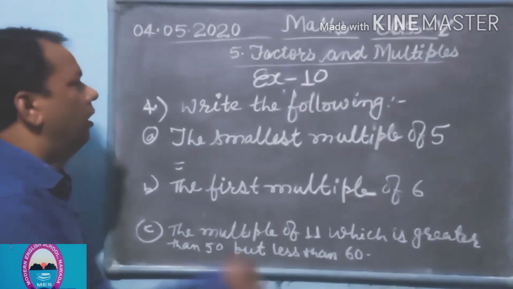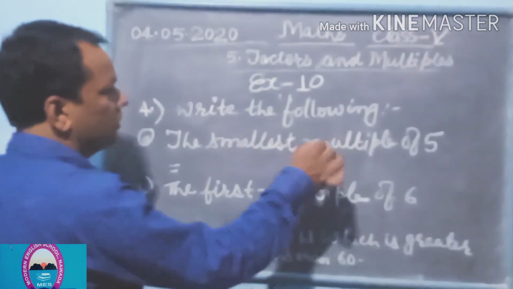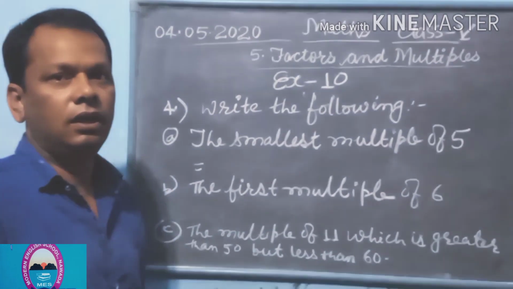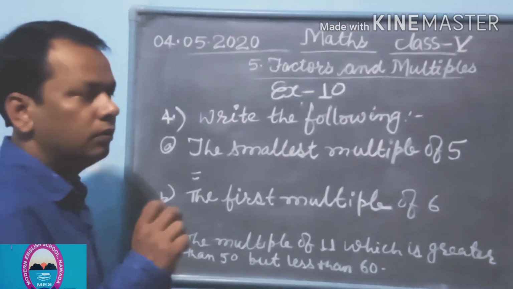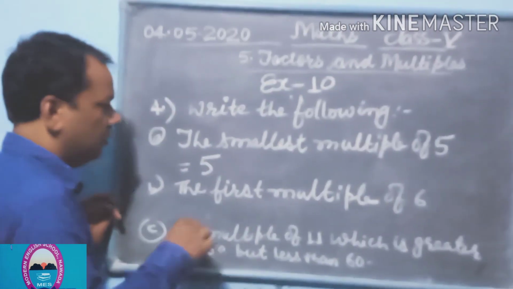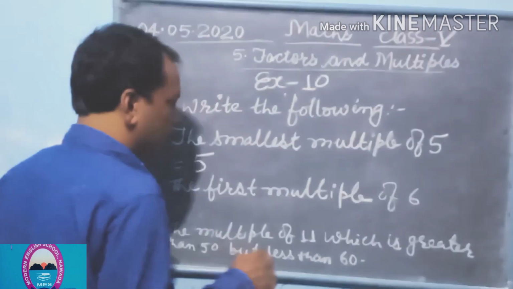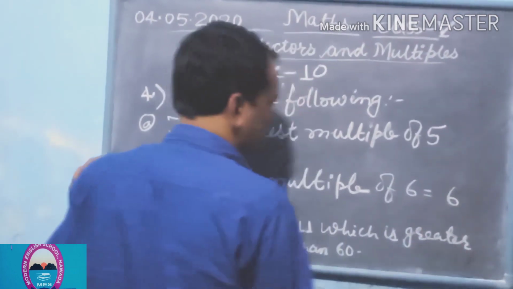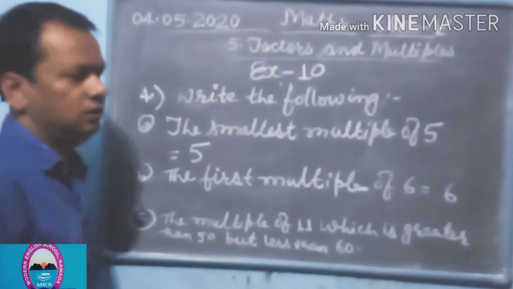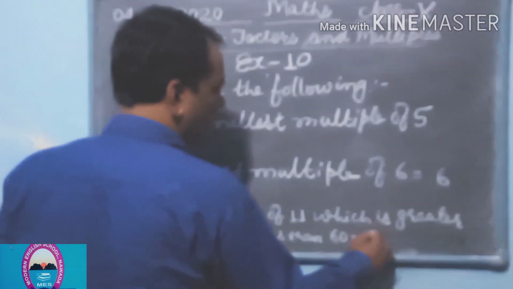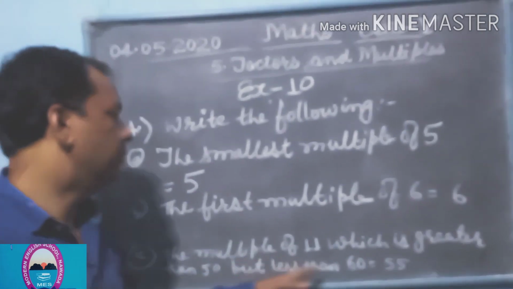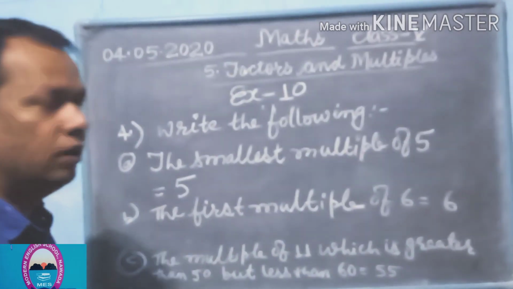Now, students, question number 4. Write the following. The smallest multiple of 5: any number itself is the smallest multiple of that number, so the smallest multiple of 5 is 5. The first multiple of 6 is 6. The multiple of 11 which is greater than 50 but less than 60: 11 times 5 is 55, which is greater than 50 but less than 60, students. Okay.